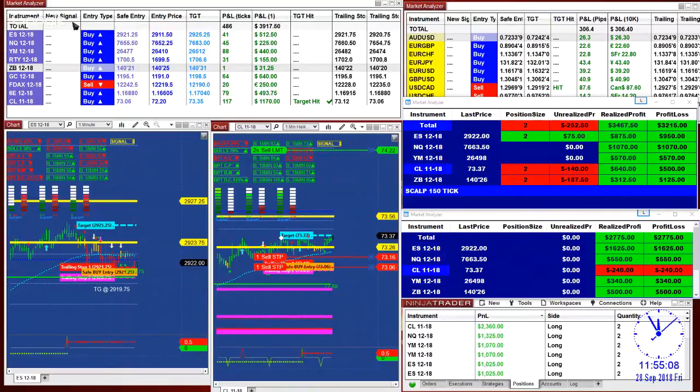You will find the new signals here on the left, on the first column. You will see the signals coming here. So keep your eye on this one here. We're about to have a new signal, and I'll be right back.